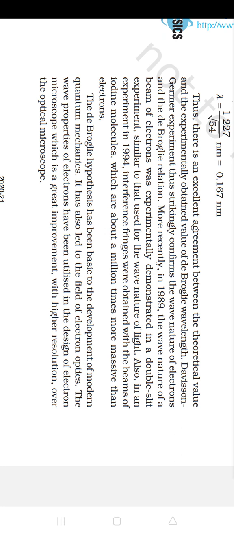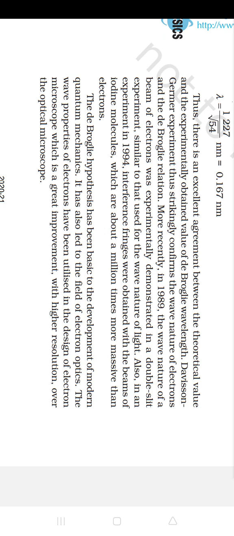The Davisson-Germer experiment thus strikingly confirms the wave nature of electrons and the de Broglie relation. More recently, in 1989, the wave nature of a beam of electrons was experimentally demonstrated in a double-slit experiment, similar to that used for the wave nature of light. Also, in an experiment in 1994, interference fringes were obtained with beams of iodine molecules, which are about 1,000,000 times more massive than electrons.